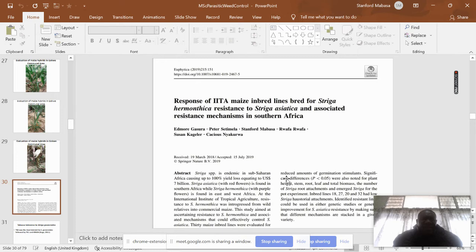And you can read some of the results concerning the maize inbred lines. Actually, these maize inbred lines contained the ZD05, which is known for resisting striga. And these lines were later on used to develop hybrids suitable for Zimbabwe through a breeding program.